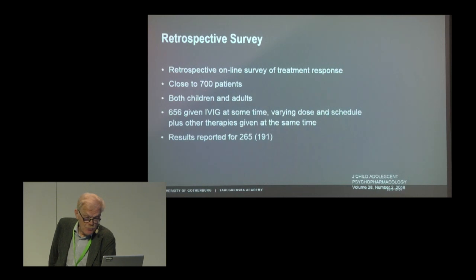Then there was a retrospective survey. Close to 700 patients they found with PANDAS, both children and adults. And over 600 have been given immunoglobulin at some time. Varying dose, schedule, plus other therapies are given at the same time. And they say they reported results for 265, but in fact it's 191.